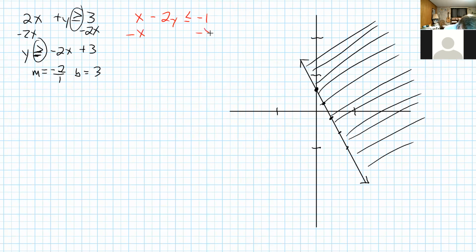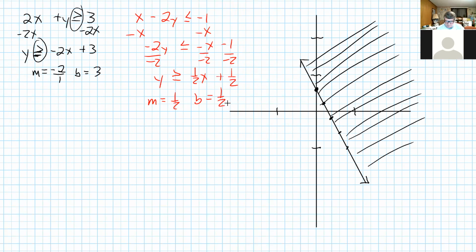I'll subtract x from both sides. -2y less than or equal to -x minus 1. I'm going to divide both sides, each term, by -2. Because I divided by a negative number, I'll change the direction of the inequality. And let's see, this is going to be 1/2 x plus 1/2, I believe. So the slope is 1/2, and the y-intercept is also 1/2.